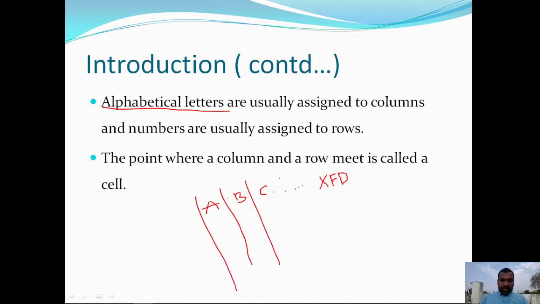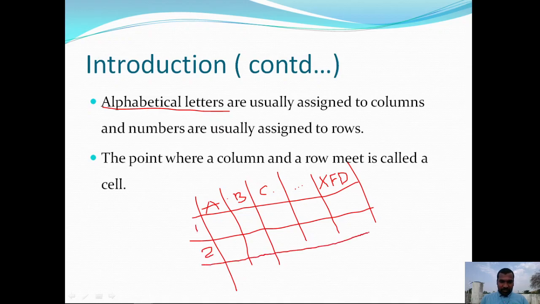Now coming to the rows. The rows are identified with the help of numbers: 1 first row, 2 second row, 3 third row, and so on, up to more than 1 lakh rows. Anyway, we are going to discuss that count in a further slide. So these are the cells.